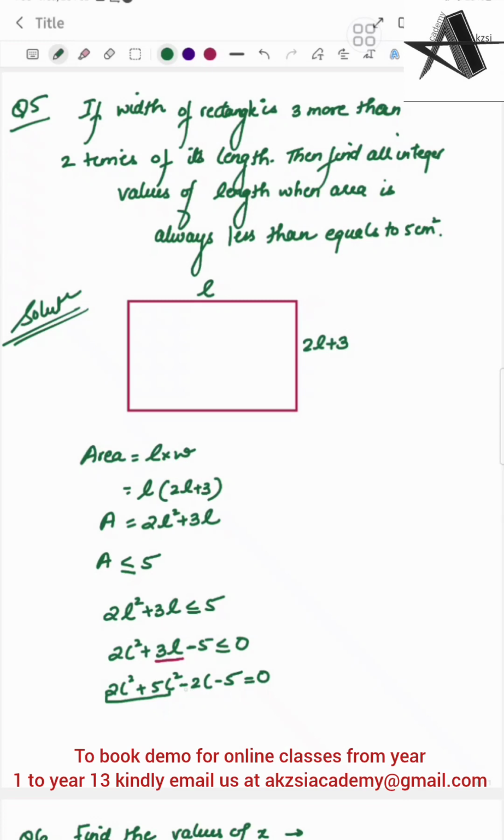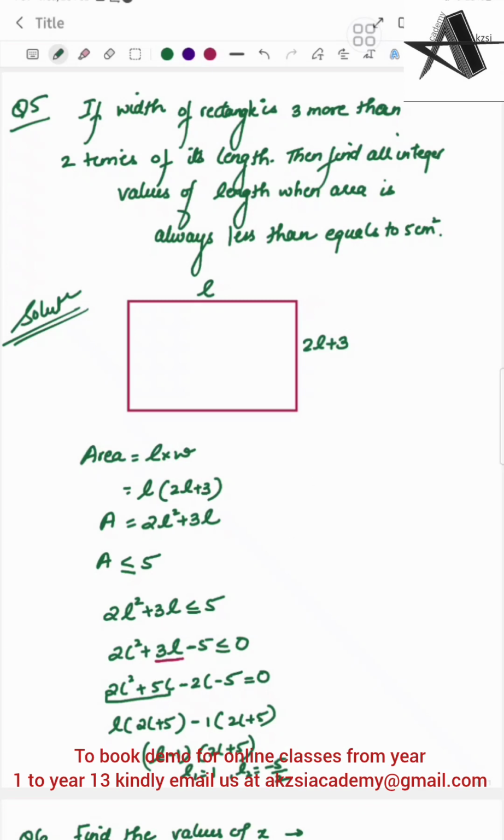Find pairs. In this pair, L is common. So taking L out, you can write 2L plus 5. And in the next pair, minus 1 is common. So here also 2L plus 5. This is L minus 1 times 2L plus 5. So the two values of L are L1 is 1 and L2 is negative 5 over 2. So we have to find the range.